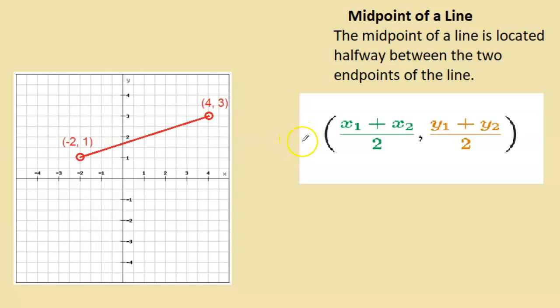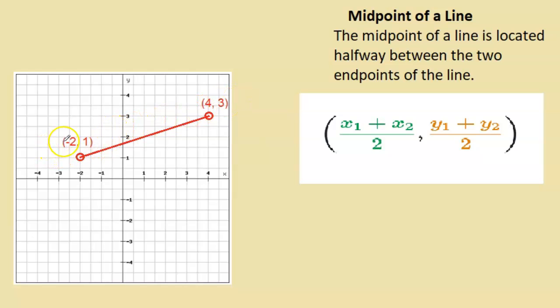And this is the formula: x1 plus x2 over 2. So the x coordinate is given by x1 plus x2 over 2, and the y coordinate of the midpoint is given by y1 plus y2 over 2. Now what is x1 and x2? So here we have 2 points, -2, 1 and 4, 3, the 2 endpoints.